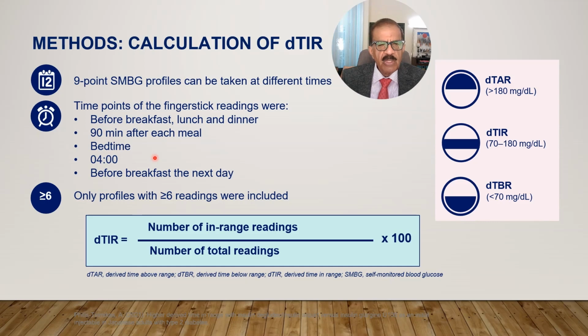You could take these values not daily, but intermittently, provided the patient is on stable medication and a stable diet. From these 9 values you can derive time in range, and this is how we do it. Derived time in range is the number of in-range readings, so out of 9, for example, if 7 were in range, 7 will be counted, divided by the total number of readings taken and multiplied by 100. This gives you the derived time in range. The same concept is applicable: above 180 is time above range, below 70 is time below range, and 70 to 180 is time in range.